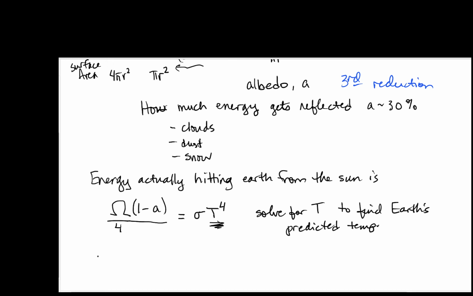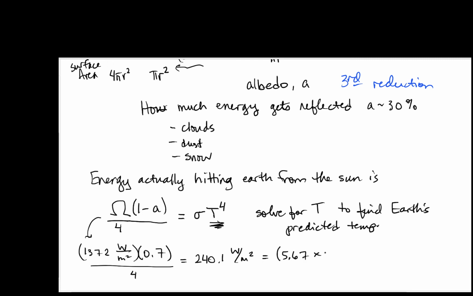All right, I'm just going to start on the left-hand side. The 1372 for that solar constant, watts per meter squared. 1 minus 0.3 would give me 0.7 for the albedo, divided by 4. This would equal 240.1 watts per meter squared. And this is equal to the Boltzmann constant, 5.67 times 10 to the minus 8 watts per meter squared times T to the 4th.